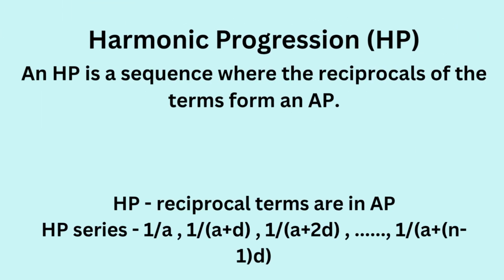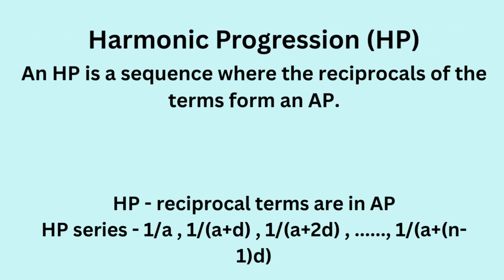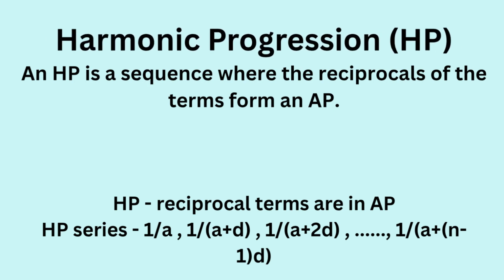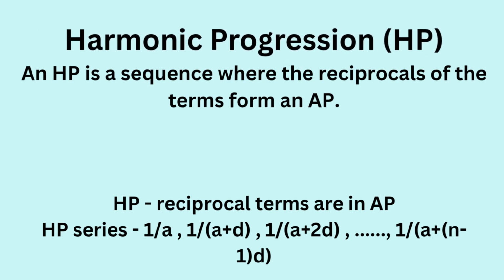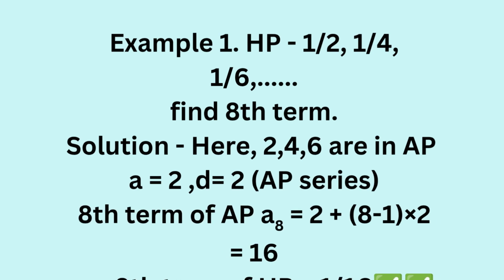Finally, the harmonic progression or HP. This is defined indirectly. A sequence is an HP if the reciprocals of its terms form an AP. There is no simple formula for the sum of an HP. An easy example of an HP is 1/2, 1/4, 1/6. The reciprocals are 2, 4, 6, which clearly form an AP with a common difference equal to 2.